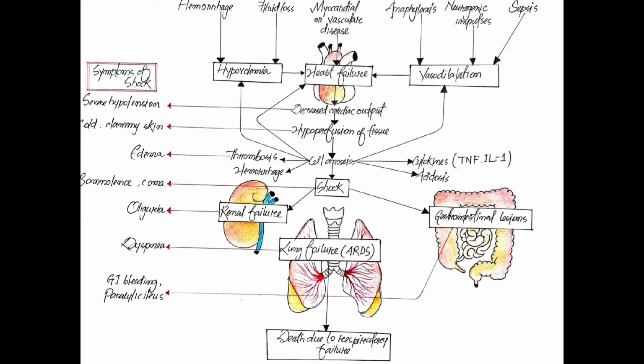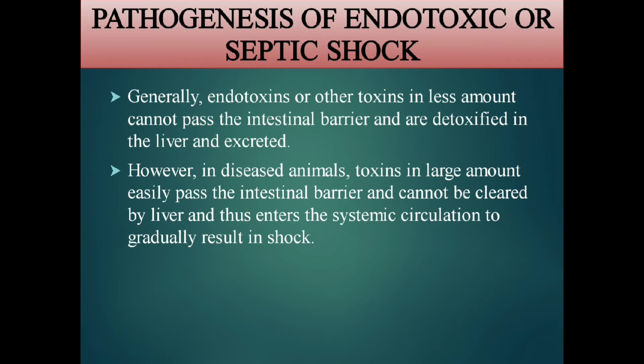Now, in case of gastrointestinal lesions, gastrointestinal bleeding and paralytic ileus are the common symptoms seen in case of shock. Coming on to pathogenesis of endotoxic or septic shock, generally endotoxins and other toxins in less amount cannot pass the intestinal barrier and are detoxified in the liver and excreted. However, in diseased animals, toxins in large amount easily pass the intestinal barrier and cannot be cleared by the liver and thus enter the systemic circulation to gradually result in shock.